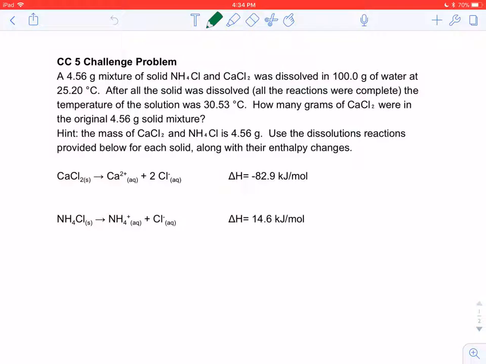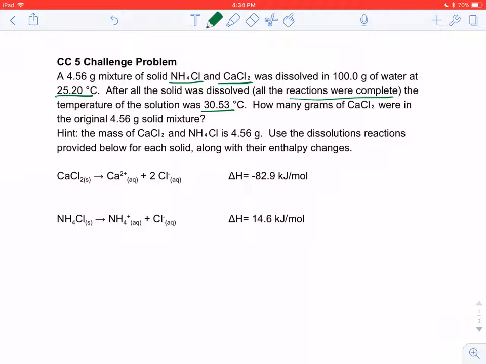So here what we have is 4.56 grams of a mixture of ammonium chloride and calcium chloride dissolved in 100 grams of water, starting at 25.20 degrees Celsius. After it's all dissolved, so that means all of our reactions are done, the solution was at 30.53 degrees Celsius. How many grams of calcium chloride were in the original mixture of 4.56 grams?